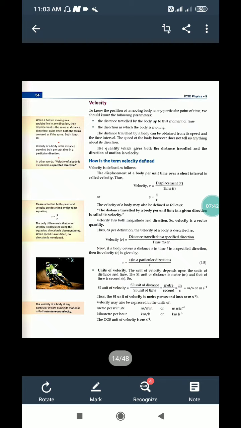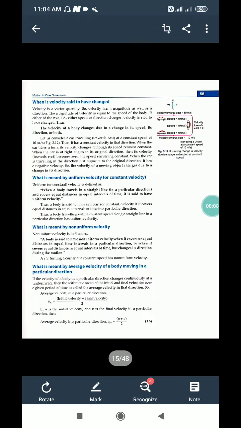Now, what is the unit of velocity? The unit of velocity is the same as the unit of speed. That is, the SI unit of velocity is meter per second. It is m into s to the power -1, and the CGS unit is centimeter per second, cm into s to the power -1. Now we will move to uniform velocity.